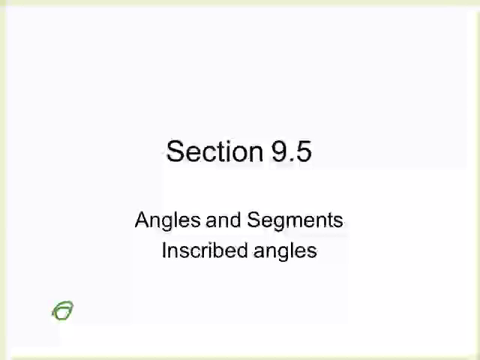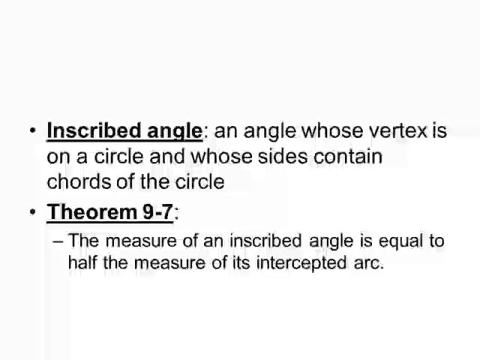Today we are going to talk about inscribed angles. That's a new term for us, so we will begin by defining it. An inscribed angle is an angle whose vertex is on the circle and whose sides are chords of the circle.